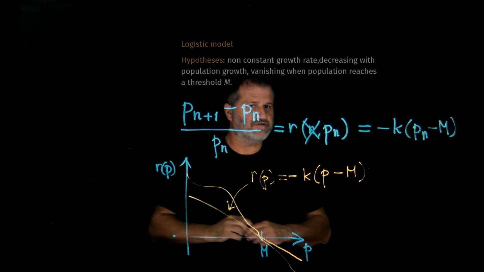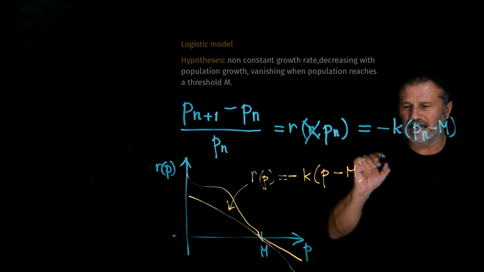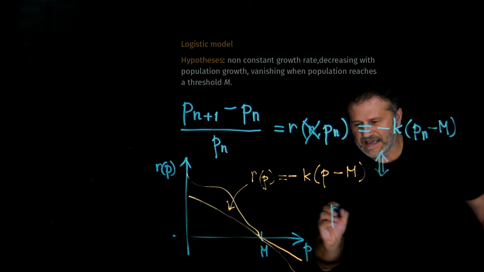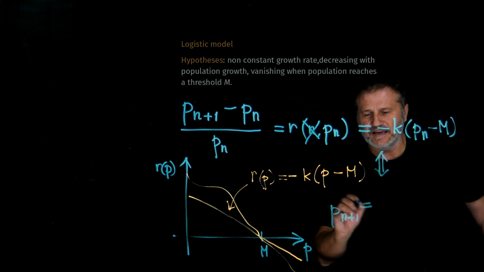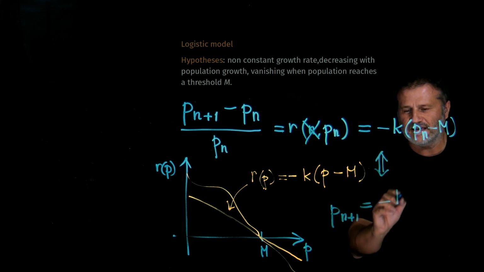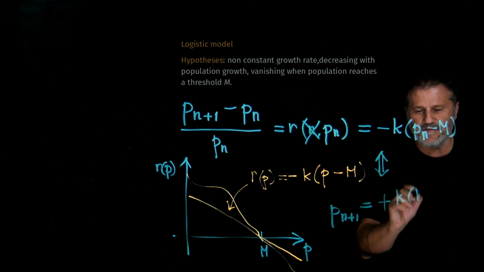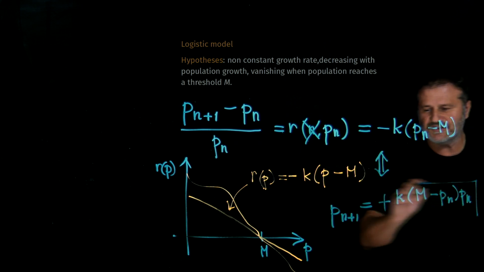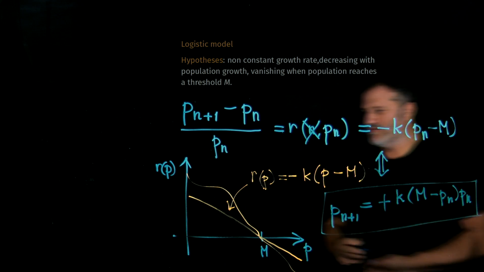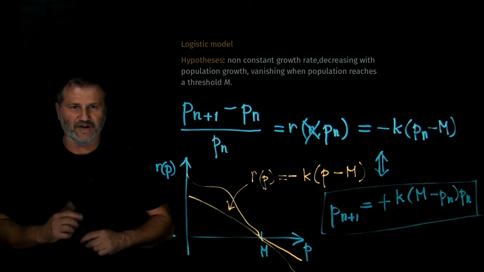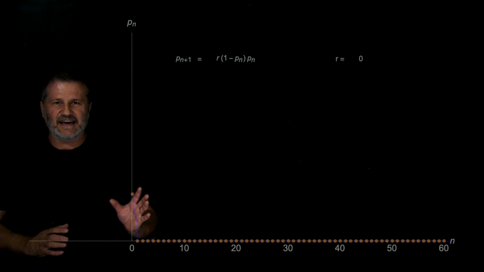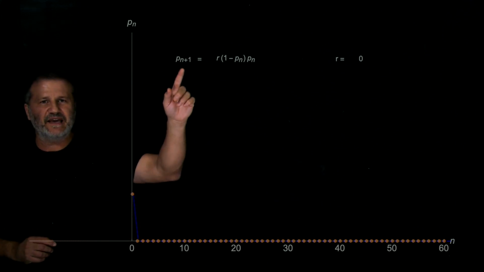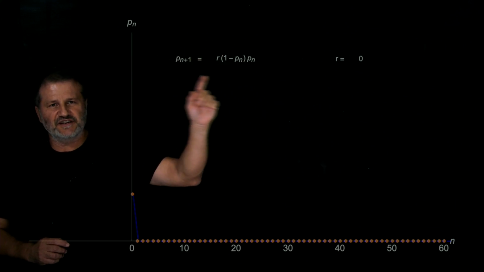Now, by a little work of restyling, you can easily see that this identity can be written in this form: P_{n+1} = P_n + r(1 − P_n/K)P_n, or equivalently P_{n+1} = P_n + (r/K)(K − P_n)P_n. And under this form, it is usually written, the logistic model. This diagram represents the evolution of the first 60 values of P_n generated by the logistic model.